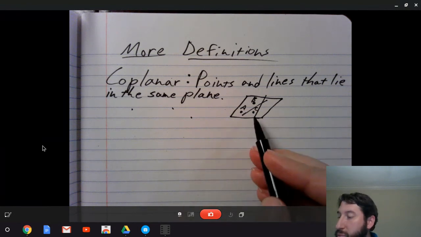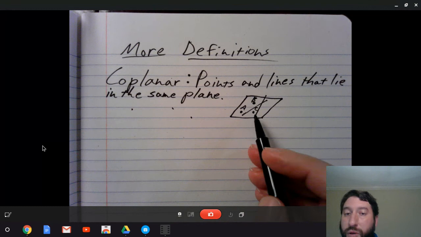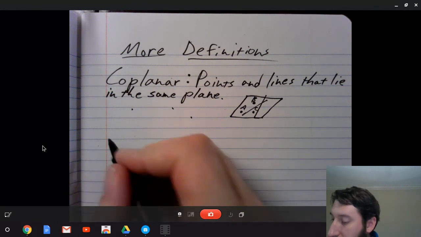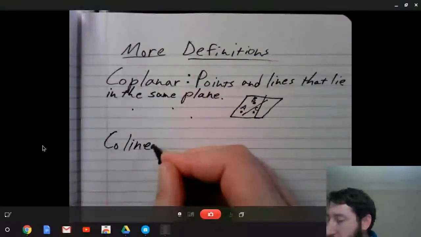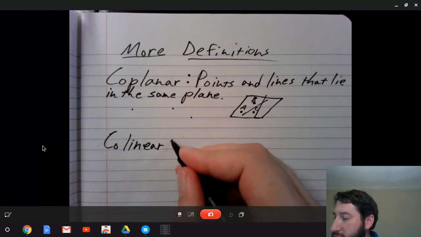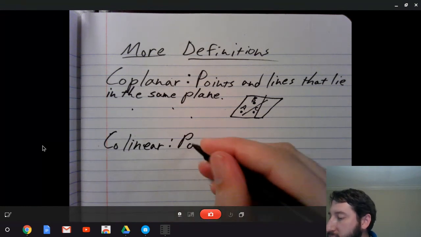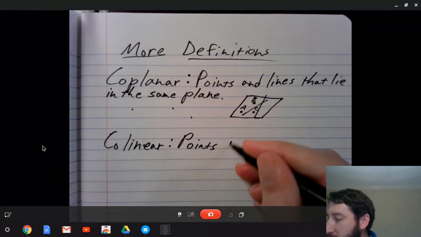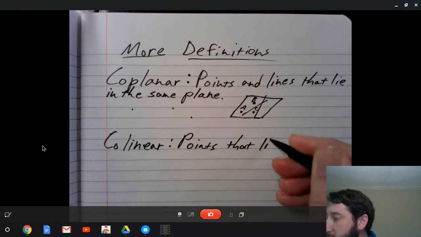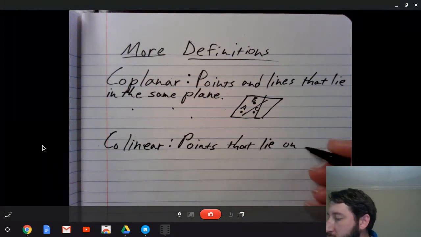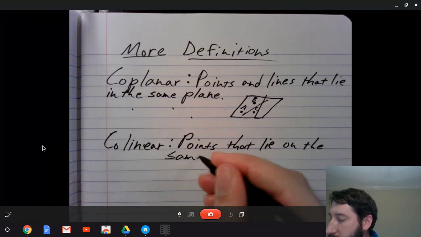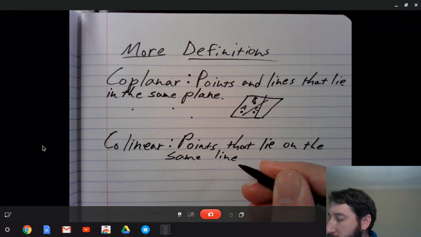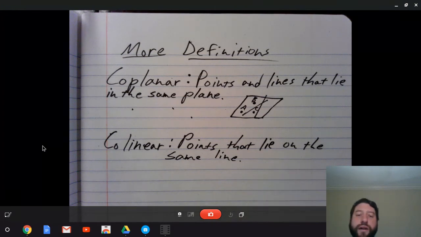So we have coplanar. There's also something called collinear. Now, collinear. Collinear is points that lie on the same line. So if I have points that are on the same line, we call that collinear.